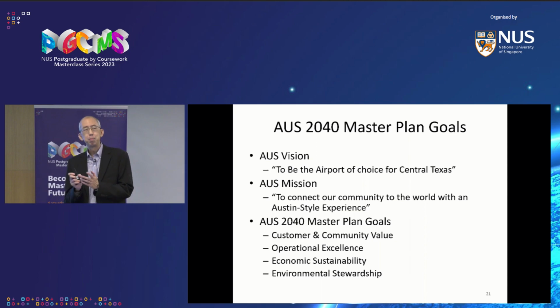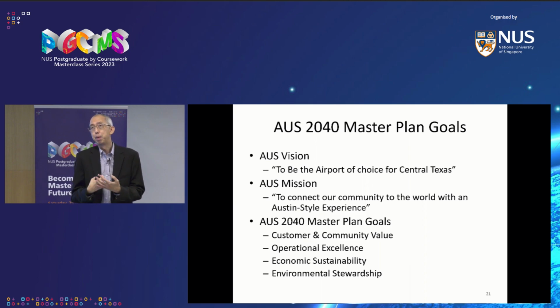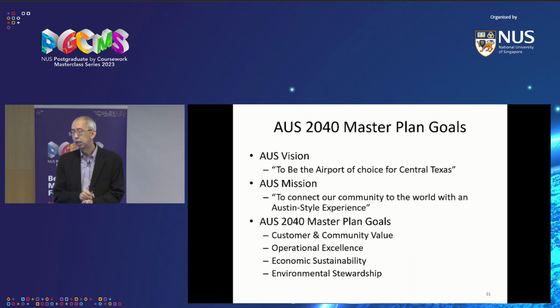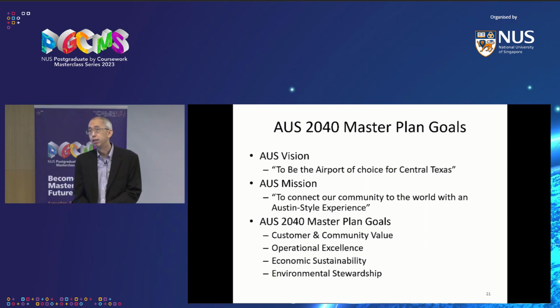So when you start off the master plan, you need to think of what goals you're trying to achieve. If you're going to be spending billions of dollars, like the Austin one is $3 billion US dollars, you need to be very clear what you're trying to accomplish. So their mission is to connect their community with the world with an Austin-style experience. Their strategic goals are things like customer and community value. Obviously the passengers and the cargo operators are the customers, right? But the community also has a stake in it because they have to deal with the airport being in their neighborhood, right? So what value does the airport bring?